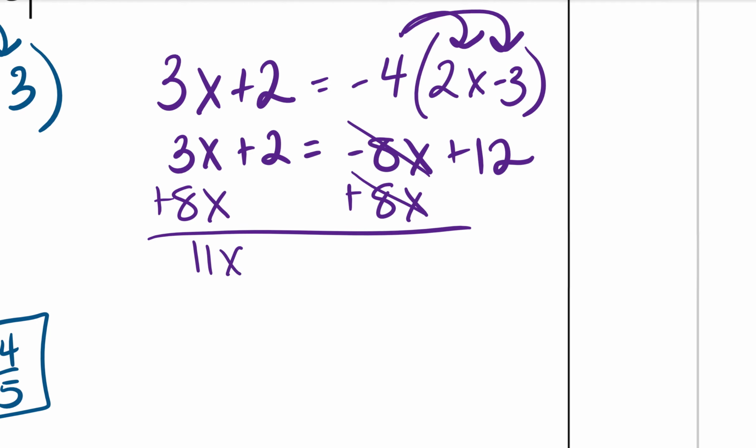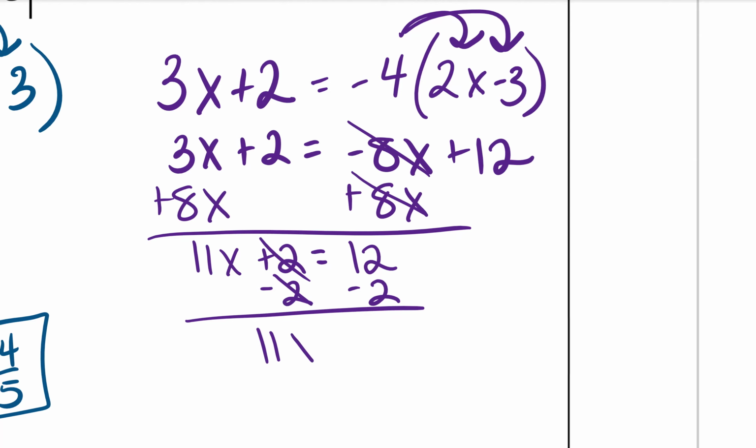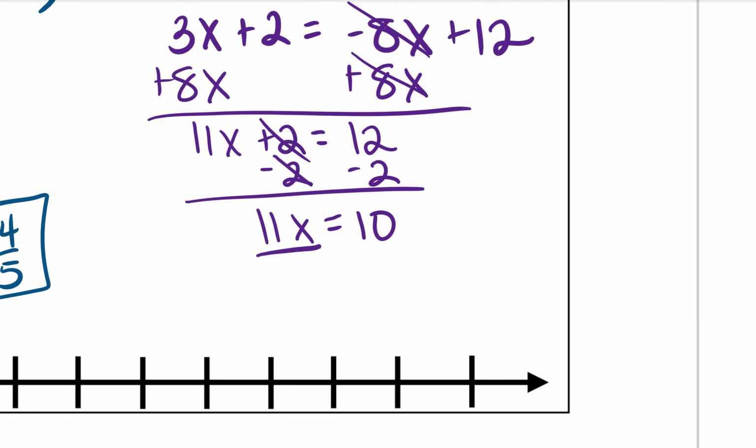So 11x plus 2 equals 12 minus 2. 11x equals 10. Divide by 11. And we have x equals 10 over 11. Doesn't reduce. Whoa, not 10 over 10.